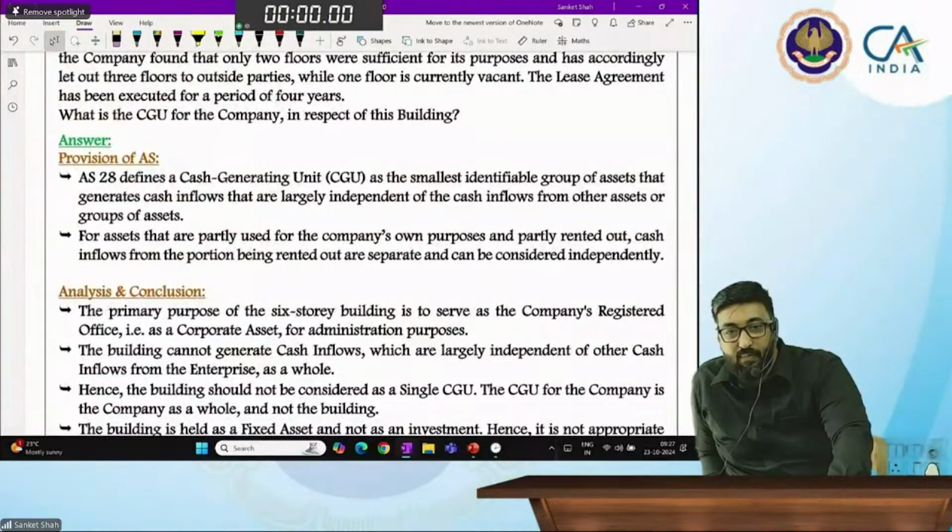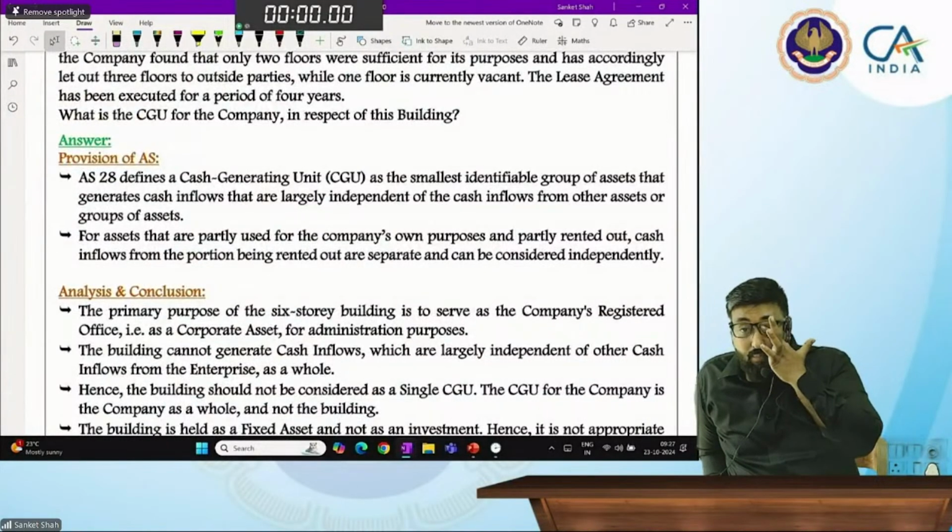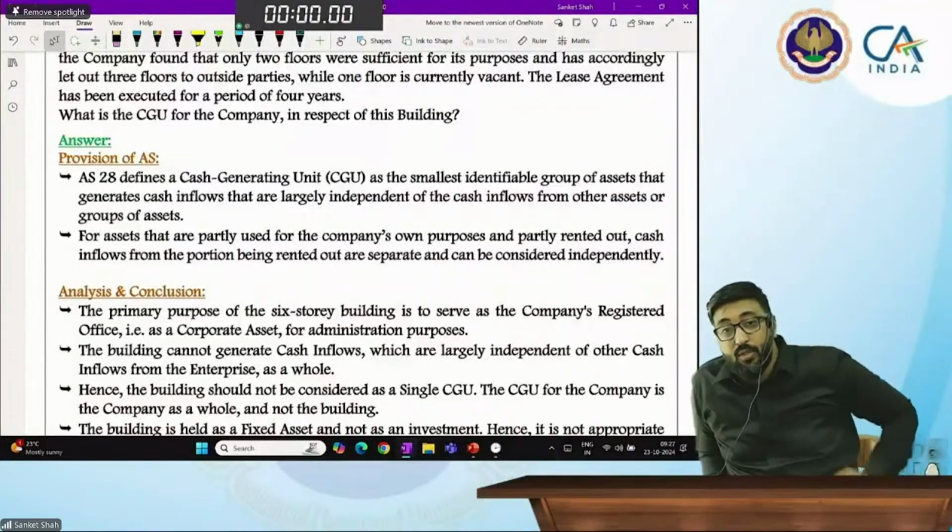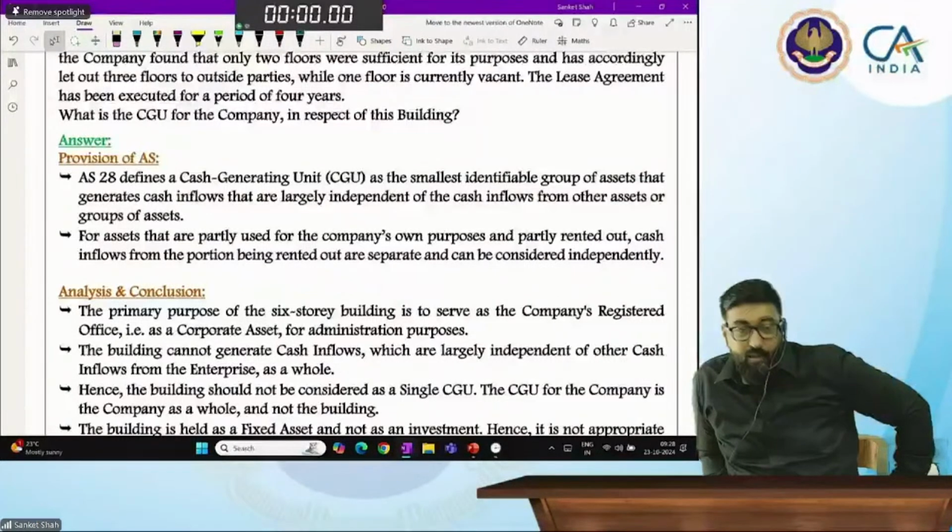Provision will be the same. For assets that are partly used by the company for its own purposes and partly rented out, cash inflows from the portion being rented out are separated and can be considered independently. The primary purpose of the 6-story building is to serve the company's registered office. That is the corporate asset for administrative purposes. The building cannot generate cash inflows which are largely independent of other cash inflows from the enterprise as a whole. Hence, the building should not be considered as a single CGU. The CGU for the company is the company as a whole and not the building.